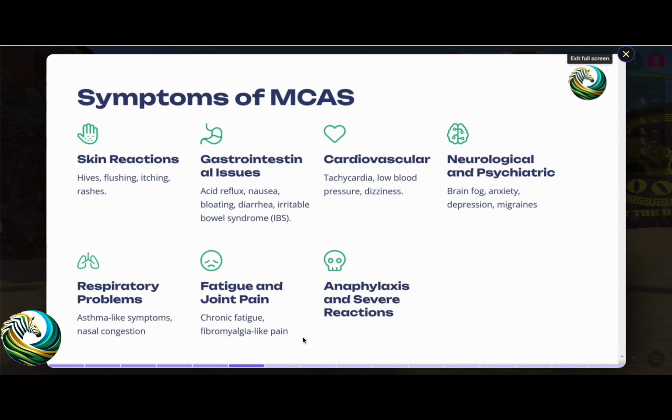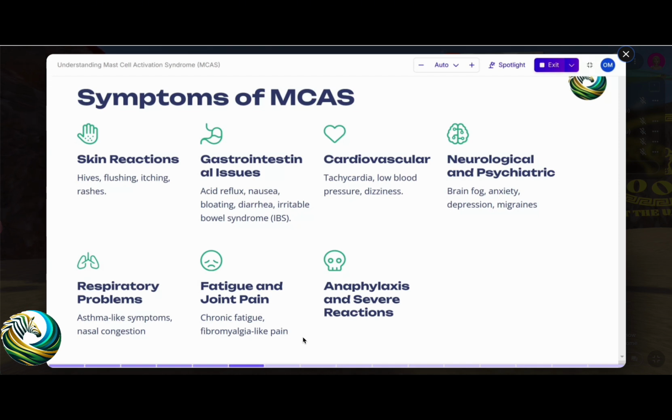Yes. So now we talk about the common symptoms of MCAS, and as we said before, it really impacts each one differently, and each time they're activated, they might be activated in a different part of the body, since mast cells exist in all the connective tissue around the whole body.